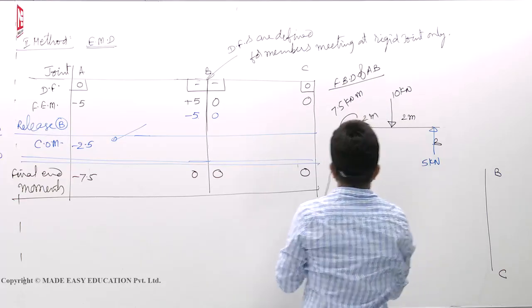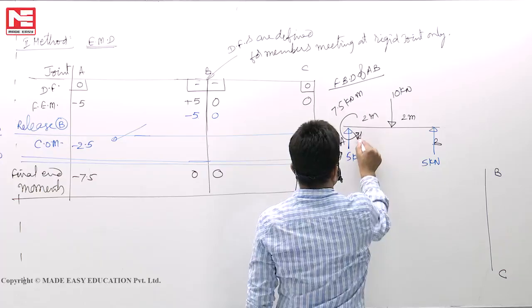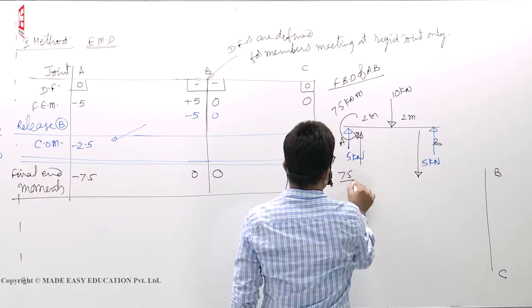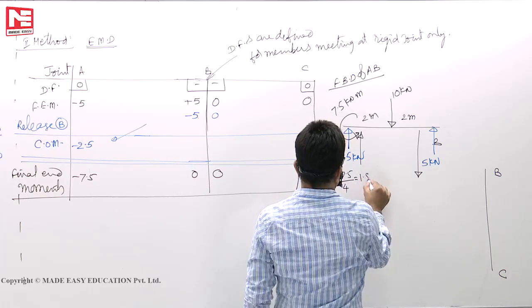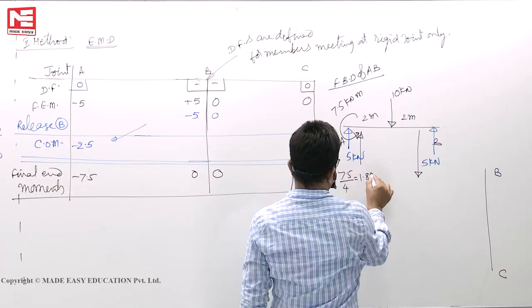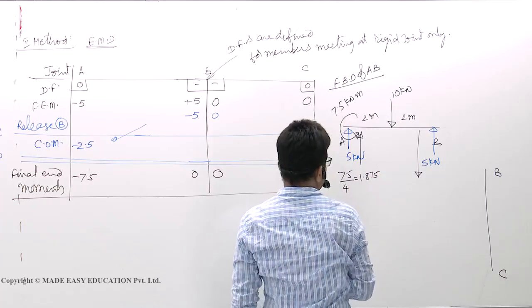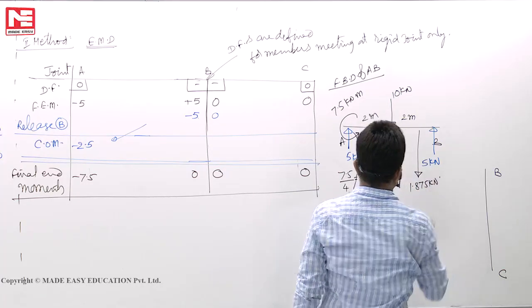Now, due to the anticlockwise moment, clockwise reactions will develop. This is upward, here downward. How much? 7.5 by 4, that is 1.875 like this. This also 1.875.